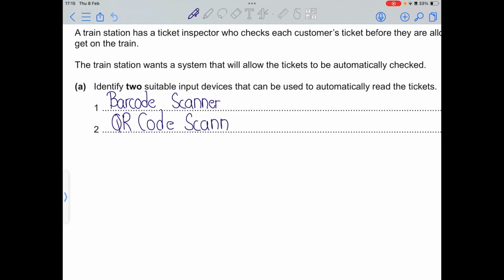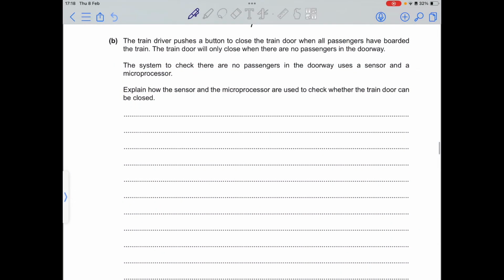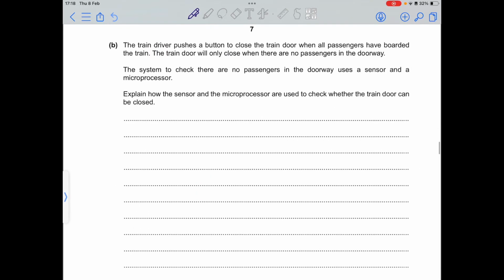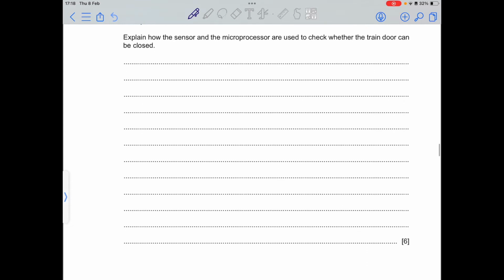Now we shall move to the next question. So next on, we have the continuation of the 7 part A. The 7 part B says, the train driver pushes a button to close the train door when all the passengers have boarded the train. The train door will only close when there are no passengers in the doorway. The system to check this is using a sensor and microprocessor. Explain how the sensors and microprocessors are used to check whether the train door can be closed.